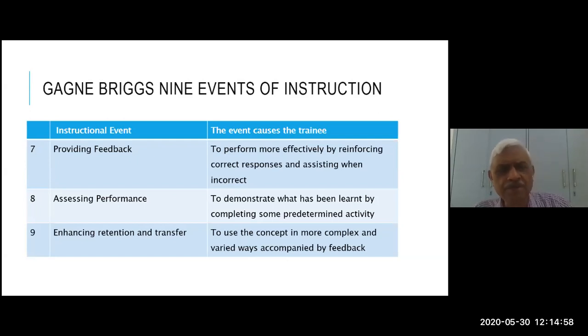Now, we have to look at the eighth one, which is assessing the performance. Now, the question would be whose performance? It's in fact both ways.